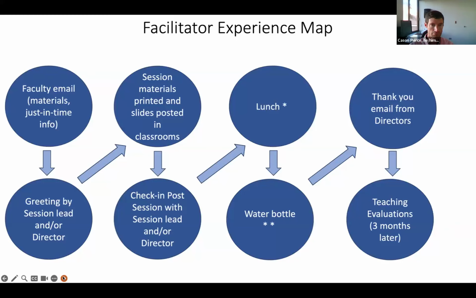And so we start by sending these faculty emails with the materials right there, easy to get, easy to access. We provide just-in-time info, our contact information. When the faculty arrive to teach, we greet them either by our session lead or our director, or often both. We ensure that our session materials are both printed and available in the classroom, and the slides are already posted in the classroom, so our faculty aren't having to worry about downloading from the internet or AV access issues. Immediately after the session, we check in with the faculty to see how the session went.